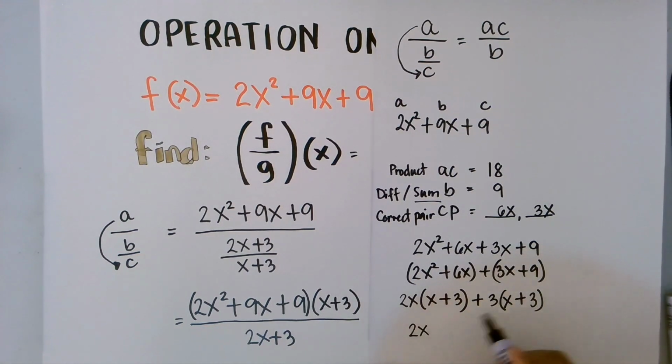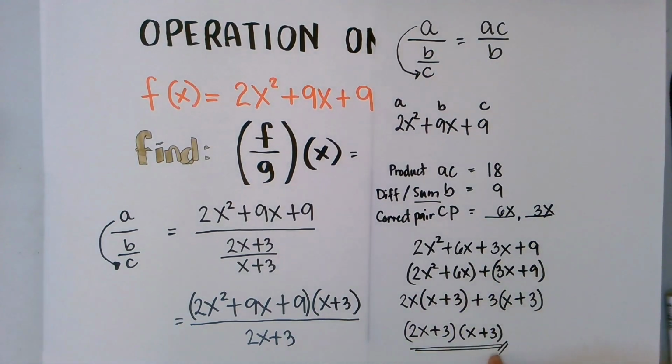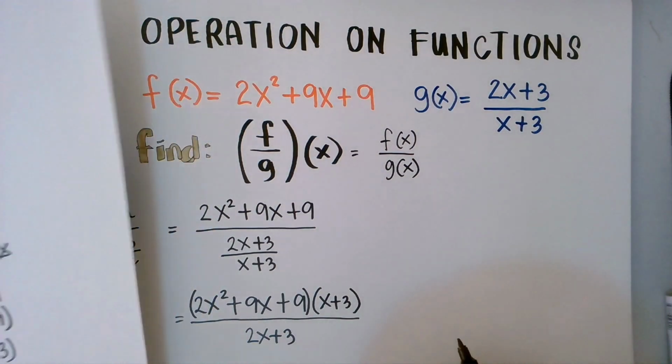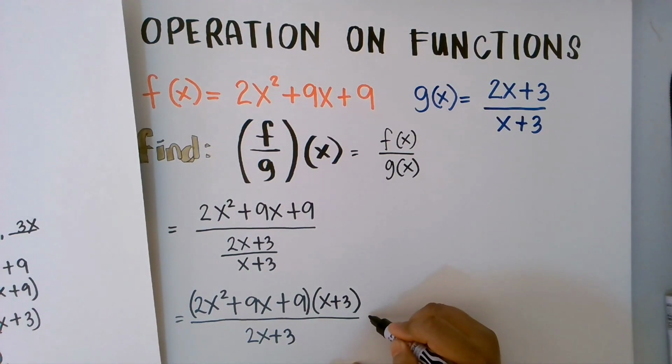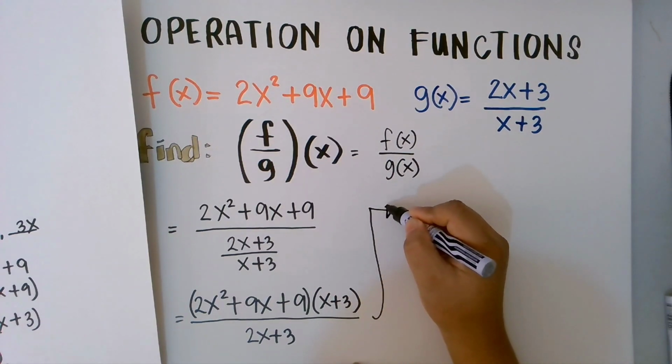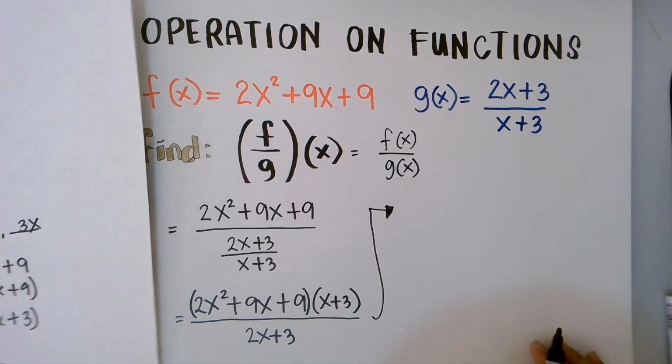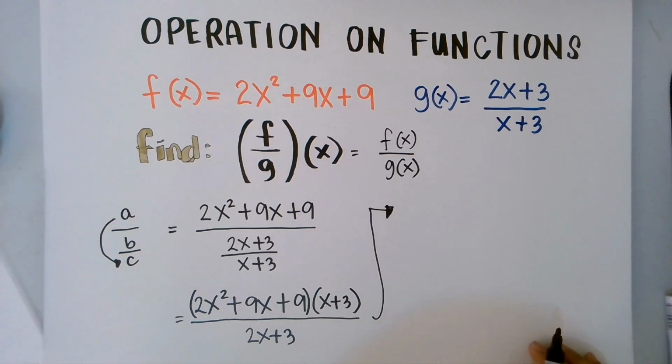So, we rearrange them: 2x plus 3. That is one factor. And the other factor is the common binomial factor, which is x plus 3. And there you have it. So, these are the factors of 2x squared plus 9x plus 9. Okay? Now, we continue the computation, the solution, but we replace the 2x squared plus 9x plus 9 with its factors. Let's arrange this so it is not messy. Okay?